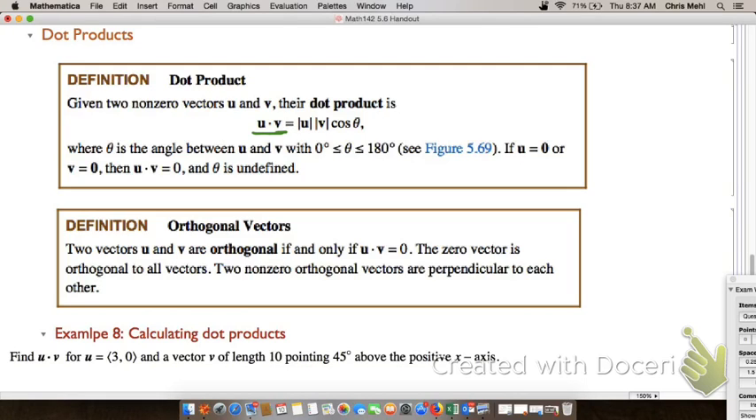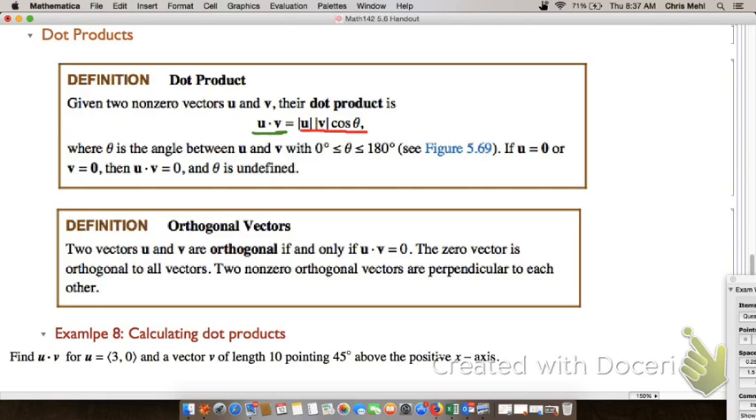And on the right-hand side, the dot product is the product of the magnitudes, so you take the length of the vector u times the length of the vector v times cosine of theta, where theta is the angle between u and v, and it's the angle that's between 0 and 180 degrees.